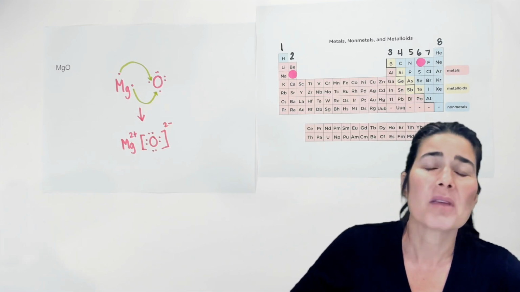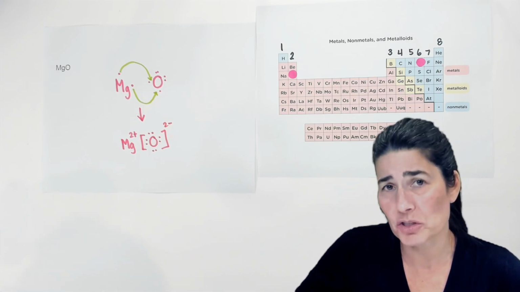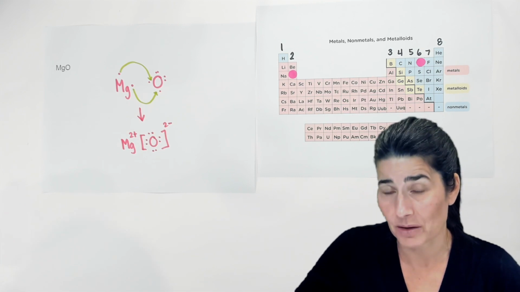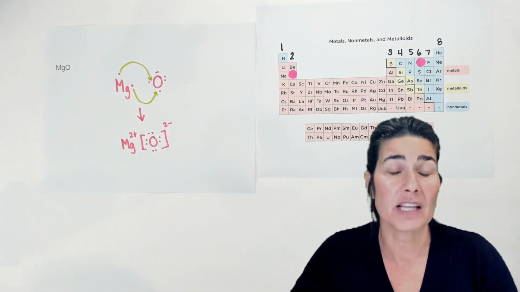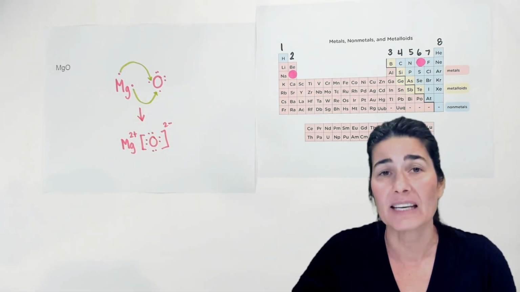So remember, if you're doing Lewis dot pictures for ionic compounds, show the transfer of electrons, making those complete octets.